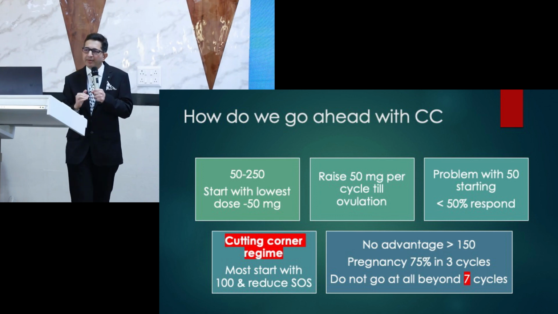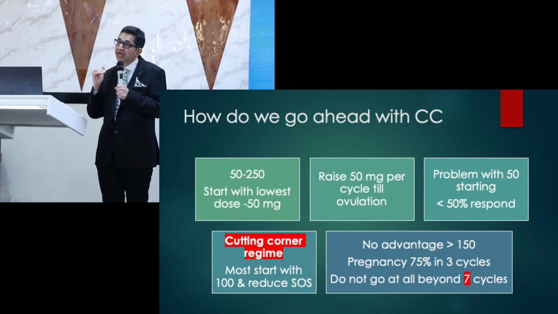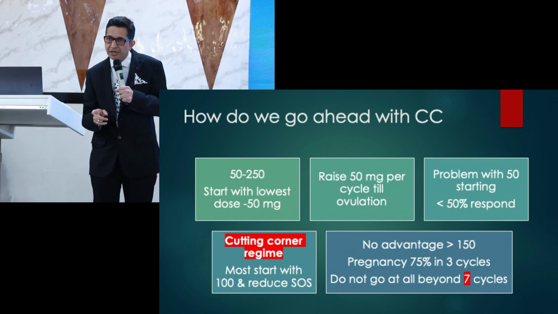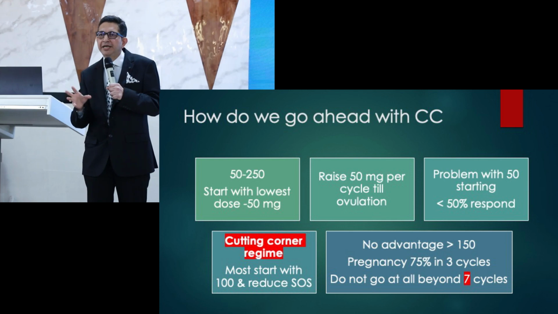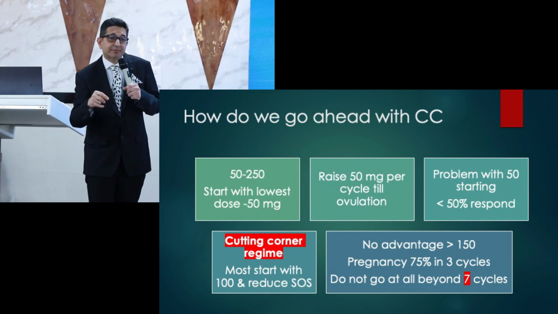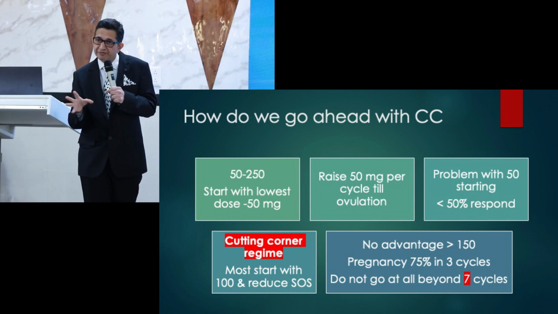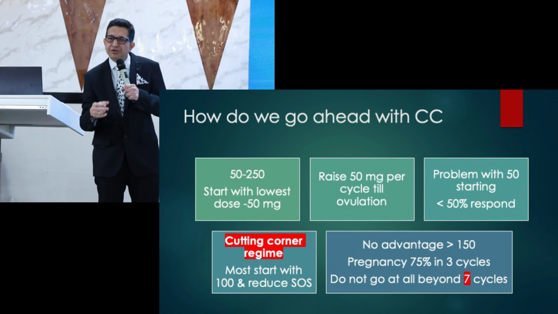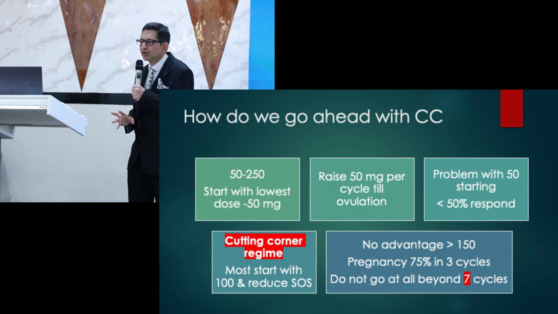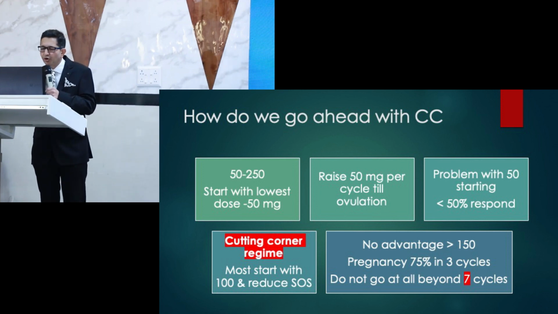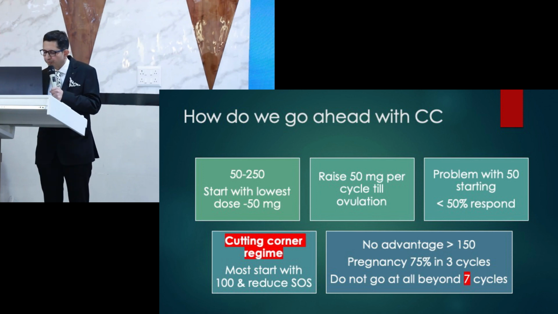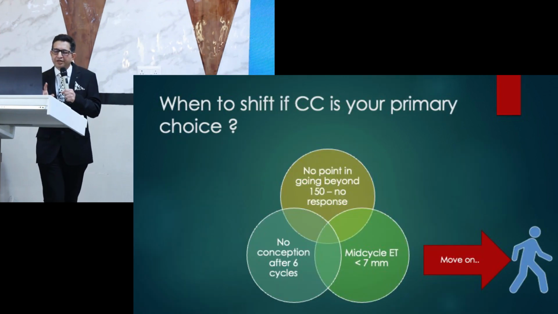The resistance is the problem. And here you should know that the starting dose of CC is low, written in books that it is 50 to 250 milligram. The ideal dose is 100 milligram. And most of the people start with 100 milligram because less than 50% patients respond to 50. So don't start with 50. That is called a cutting corner regime where you start with 100 and usually practically do not go beyond 150, because there is no point in giving 250 though it is written in ancient books. There is no advantage in giving very high dose of CC because it will lead to ovarian hyperstimulation syndrome. So only 50 to 100 to 150.